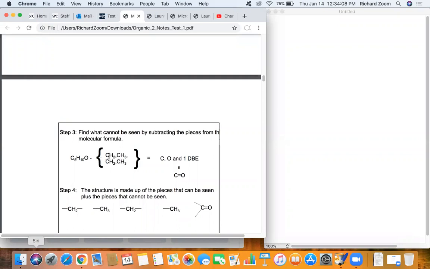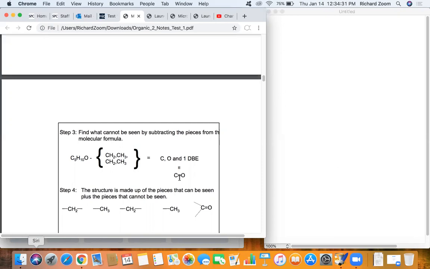Then we subtract out all of the pieces that we can see. What we're left with here would be a C, an O, and a double bond equivalent. You'll notice that the double bond equivalent isn't part of the pieces we see, so it must be part of the pieces we don't see. So what we've got left is a C, an O, and a double bond equivalent, which would be a C double bond O that we're not seeing.